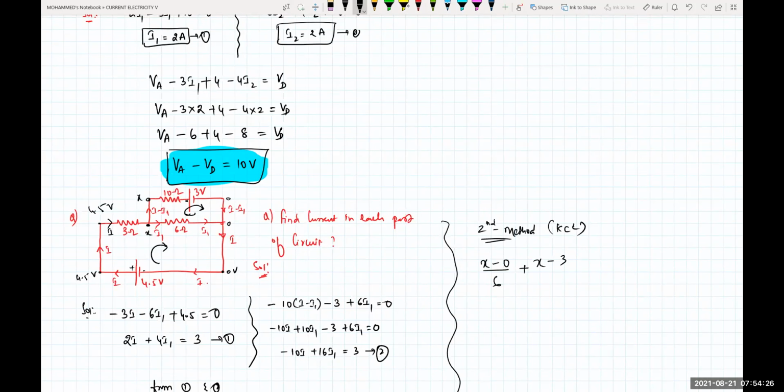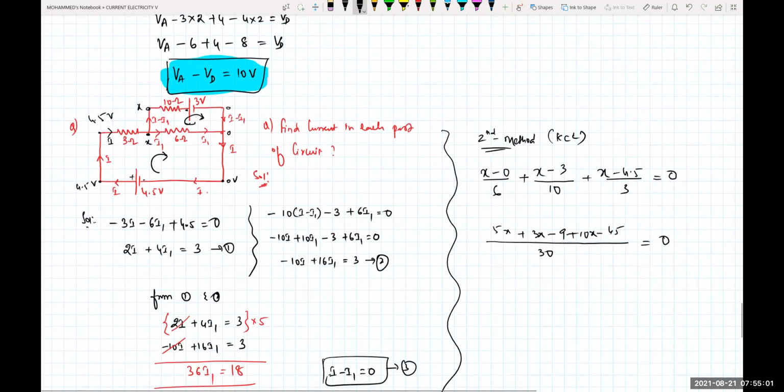So here to here, if I'm taking, the potential will be (x minus 3) divided by 10. Plus this one is x, here the potential is 4.5, so (x minus 4.5) divided by 3, that will be equal to 0. If I take the LCM, this will come out as 30. This will be 5x plus 3x minus 9 plus 10x minus 45, equal to 0.